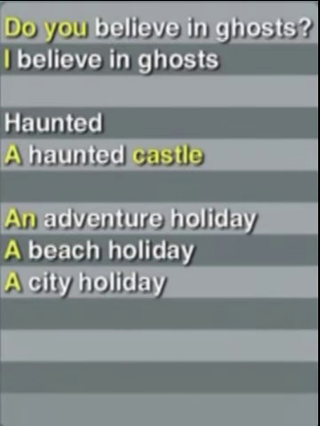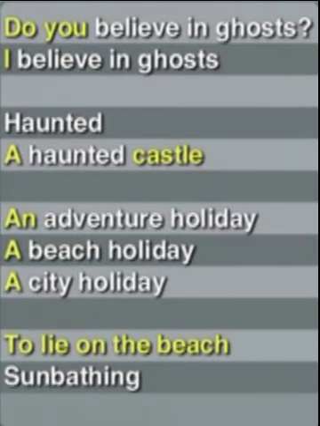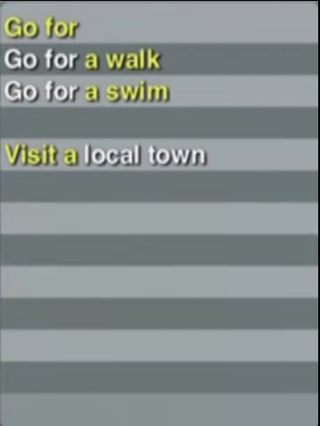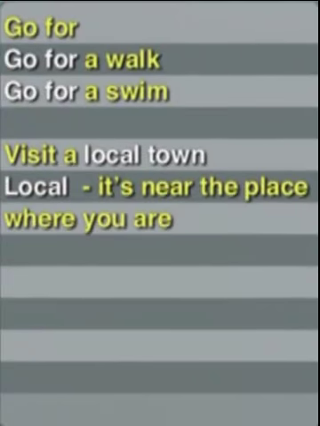So let's look at some of the things you can do when you have a beach holiday. You lie on the beach in the sun and relax. This is called sunbathing. You go for a walk on the beach or go for a swim in the sea. Notice the expression go for. You can visit a local town.